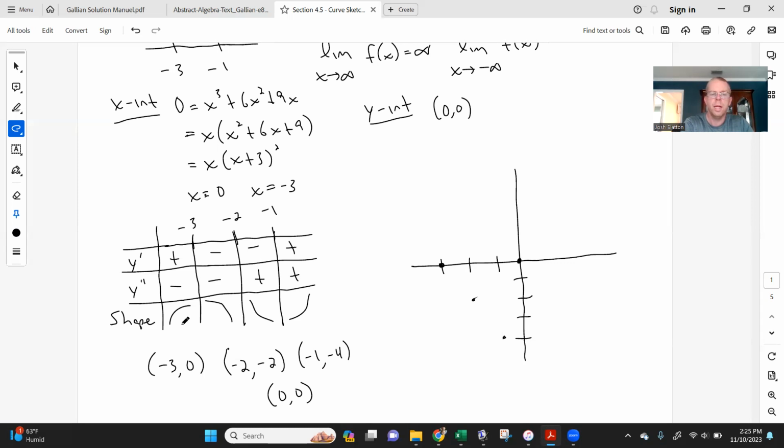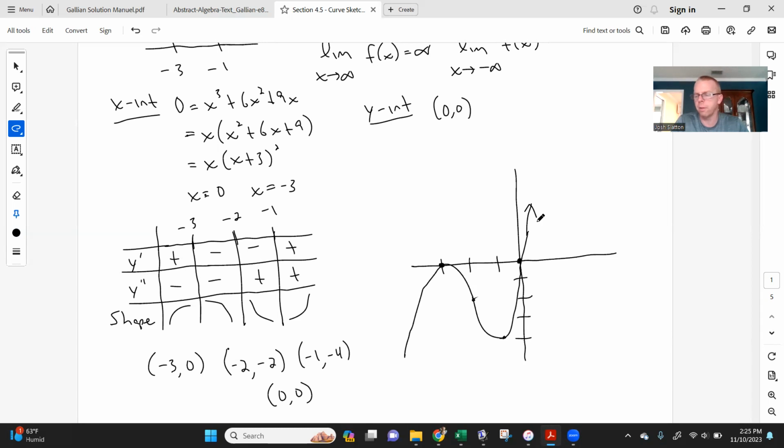So before -3, we are increasing and concave down. Let's just draw that shape like that. Then we're going to be decreasing and concave down. We're going to be decreasing and concave up. And then we're going to be increasing and concave up. And we're going to go right through the origin. It doesn't change at the origin, but that's just the y-intercept, so we want to hit that one accurately.